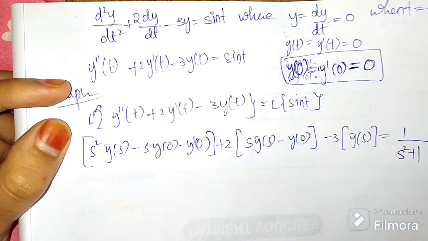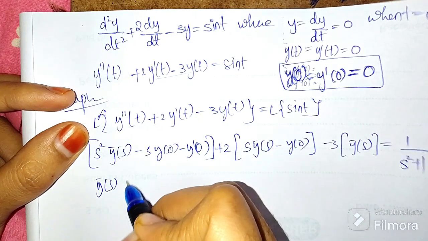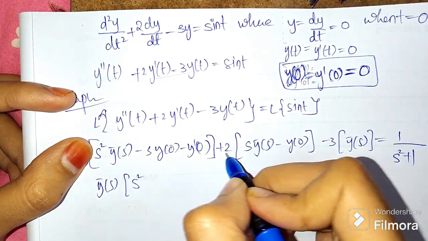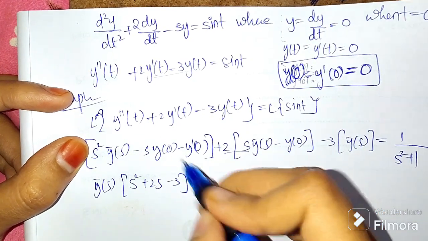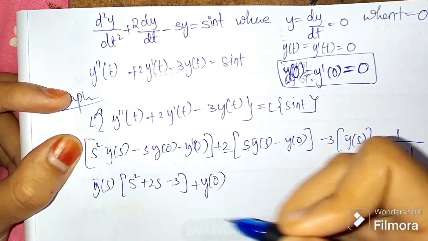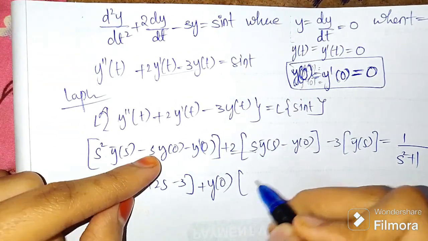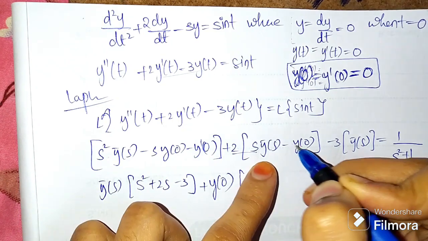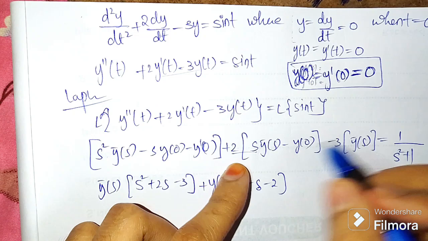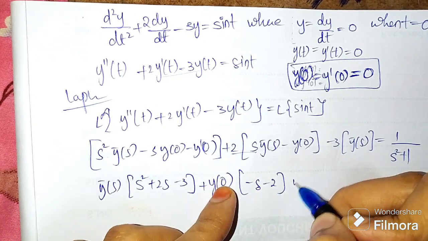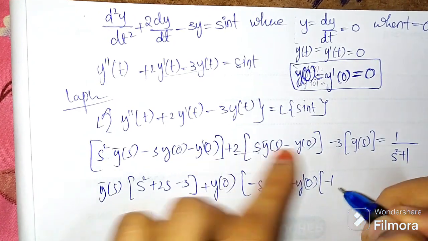Now we should take y bar of s common: s square plus 2s minus 3. Next we should take y of 0 common. If you don't care because it is 0, but we have to show it in the exam. So this will be minus s and here minus 2. And next, y dash of 0, minus 1 minus 2.